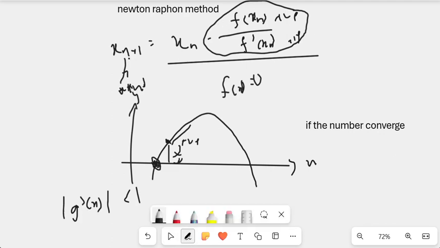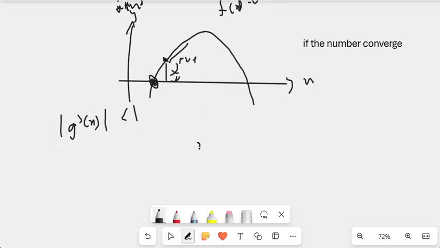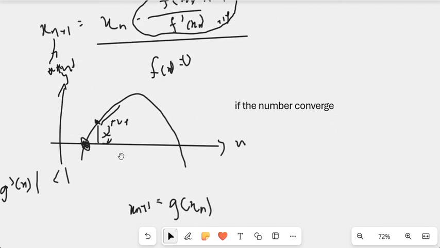If you can't see it, you can write it down from the iteration method. It says that x of n plus 1 is equal to, sorry, not the f, the g, a function of x, the g of x of n. If you compare these two, you're going to find that g of x n is equal to this.